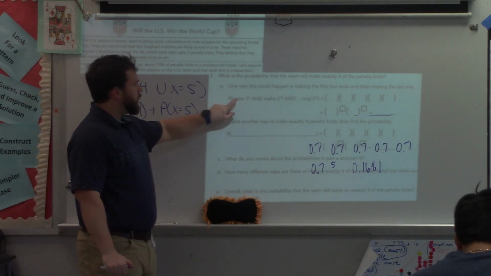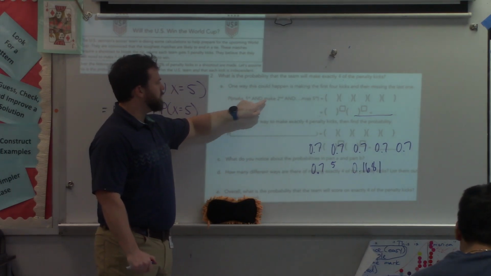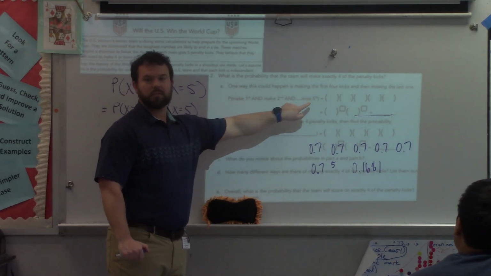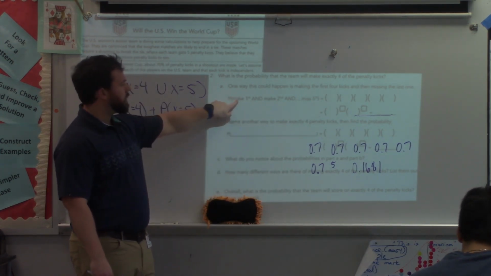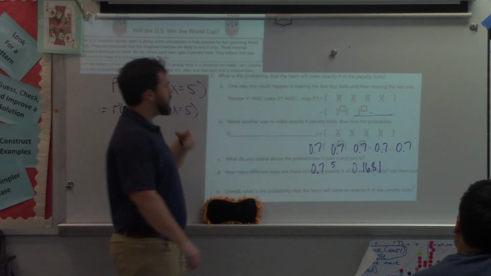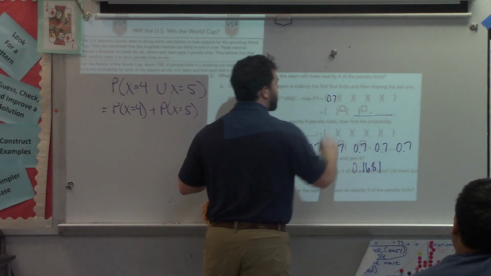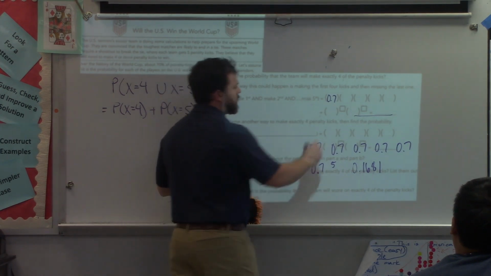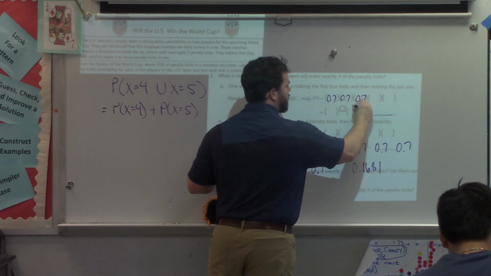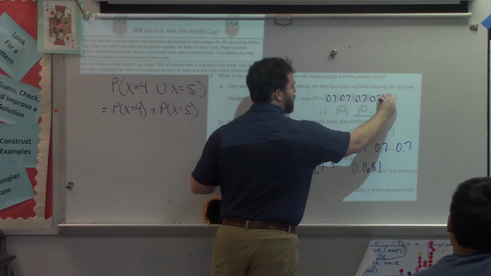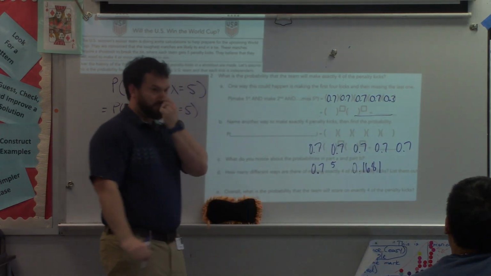So that could happen this way. Make the first, make the second, make the third, make the fourth, and miss the fifth. And these are independent events. So what's the probability they make the first one? 0.7. The second one? 0.7. The third? 0.7. The fourth? 0.7. And the fifth? 0.3. We're missing that last one, aren't we?